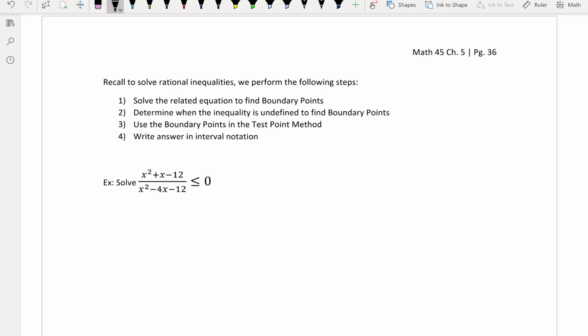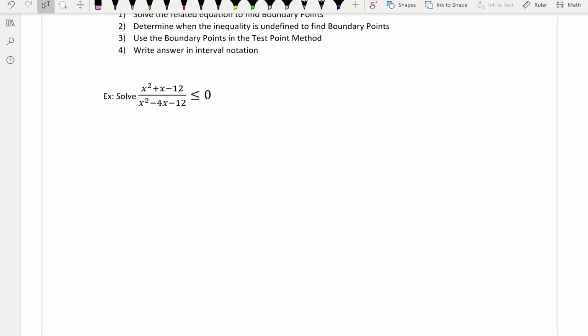It says, remember how to solve rational inequalities. We find the boundary points. We determine when the inequality is undefined, and then we use the boundary points and use the test point method, and then we write the answer in interval notation. So let's go ahead and start off with this problem.